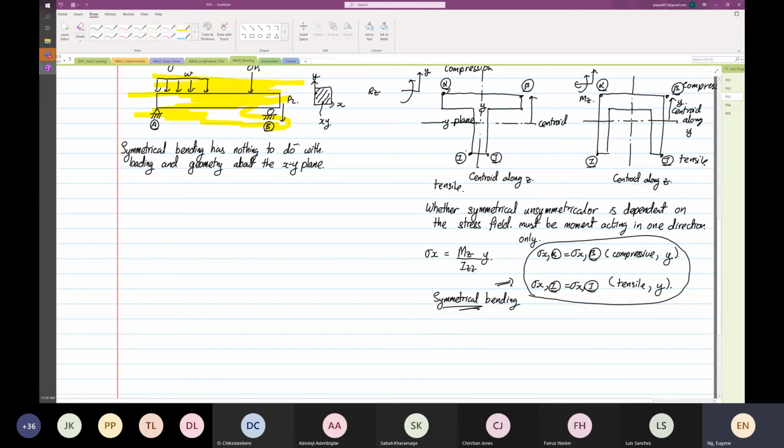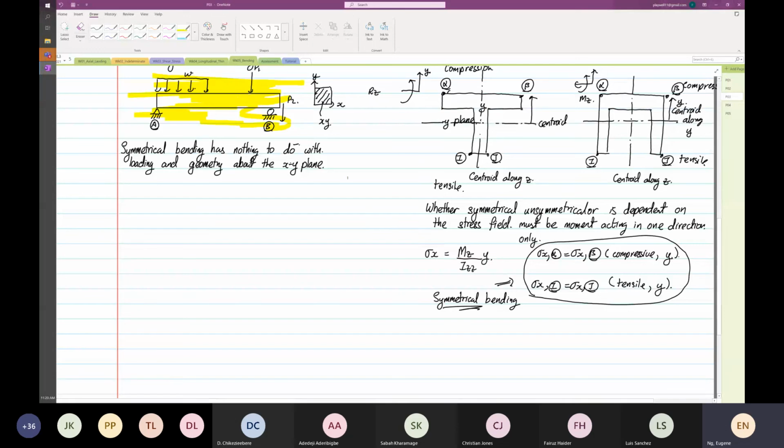Now we are dealing with moment about Z again. If the left hand side and the right hand side of the stress field are the same, we classify that as symmetrical bending. Are we clear? That is very, very important. As I said, I used to get it wrong, and I don't want you all to be like me, getting it wrong until now.